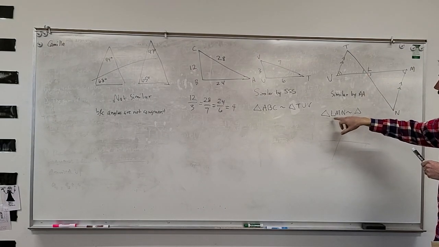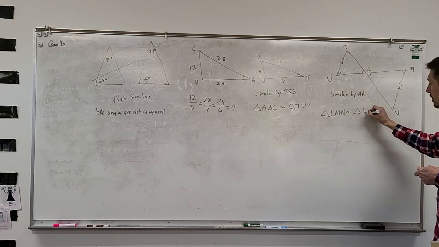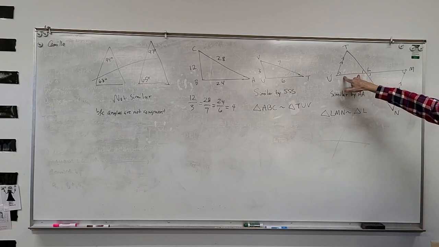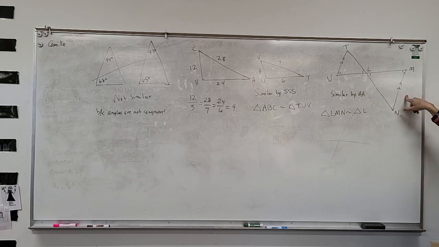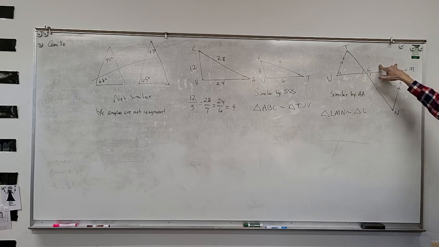So if I'm saying triangle LMN is similar to the other triangle, I know that L is going to be my first one because L is the same point on both of those guys, right? Has to be the same vertex. But the question is, which side does this correspond to on this triangle? So line segment UL corresponds to what line segment? LM.